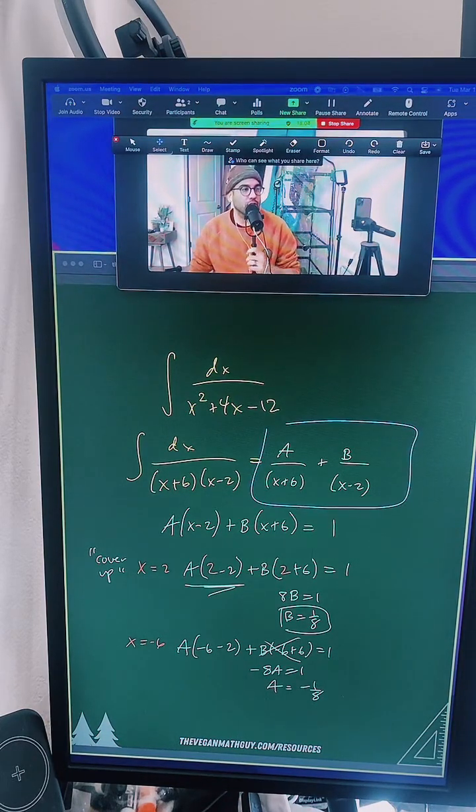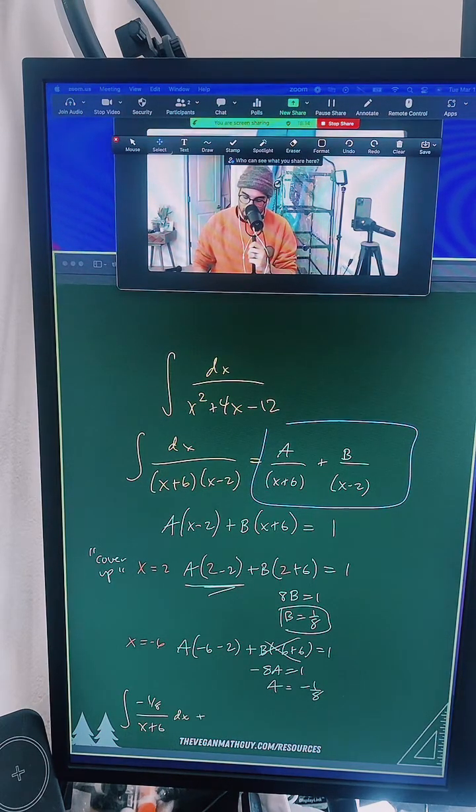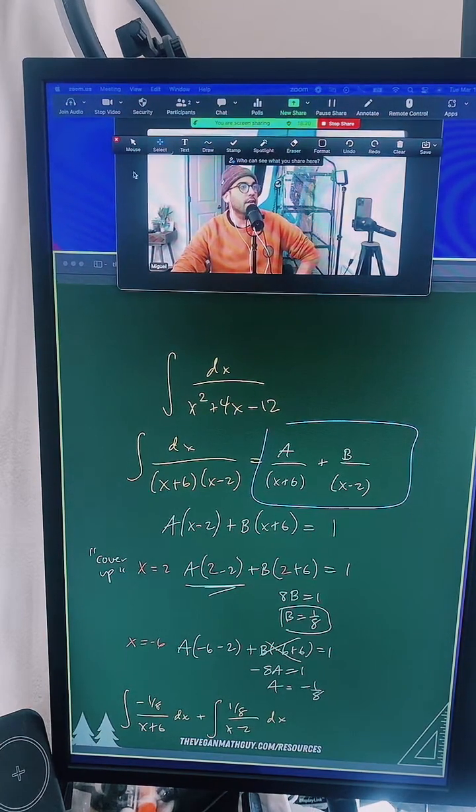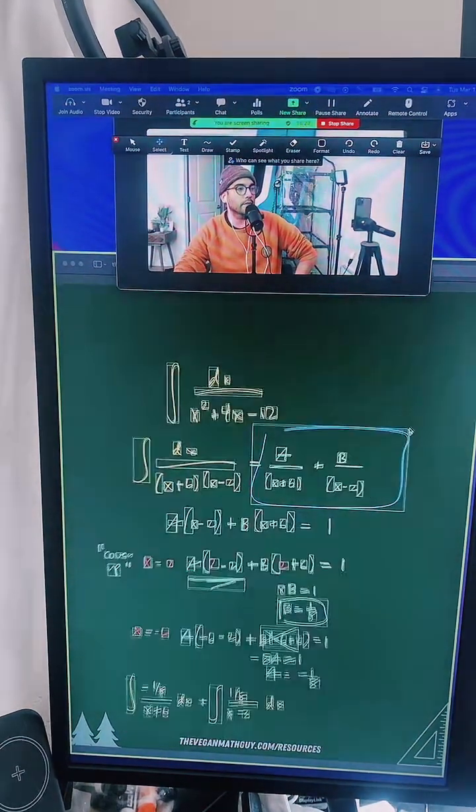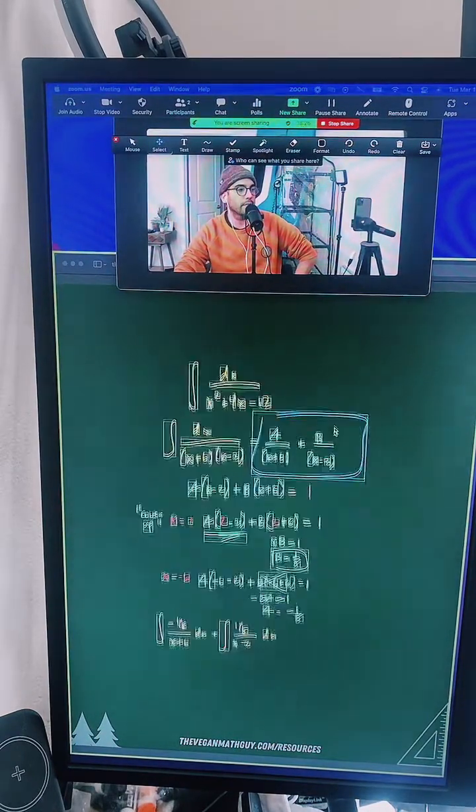And now we can use the partial fractions that we had there on the top, and we can rewrite our integral as the integral of negative 1/8 over x plus 6 dx plus the integral of 1/8 over x minus 2 dx. And from there, a lot of people can probably already see what this is going to become. I'm going to go ahead and create some space here.